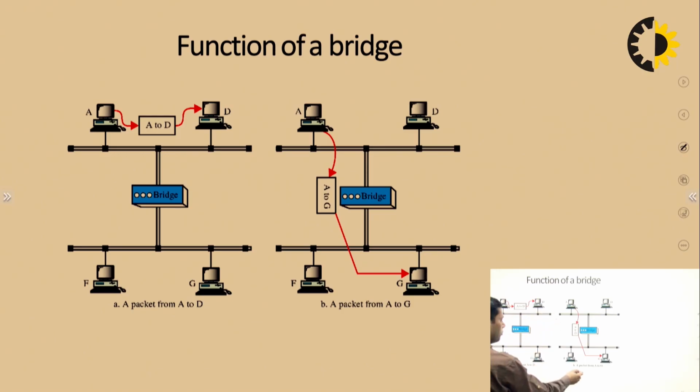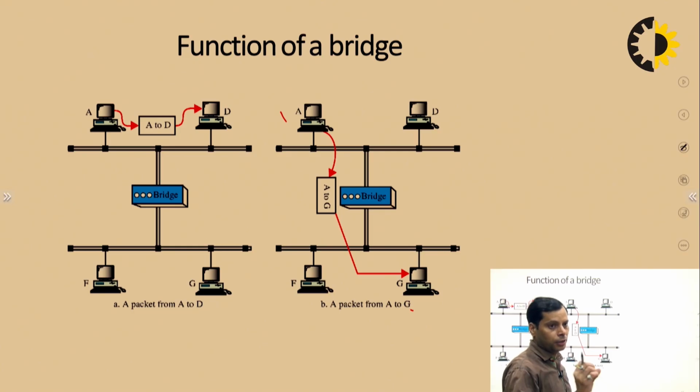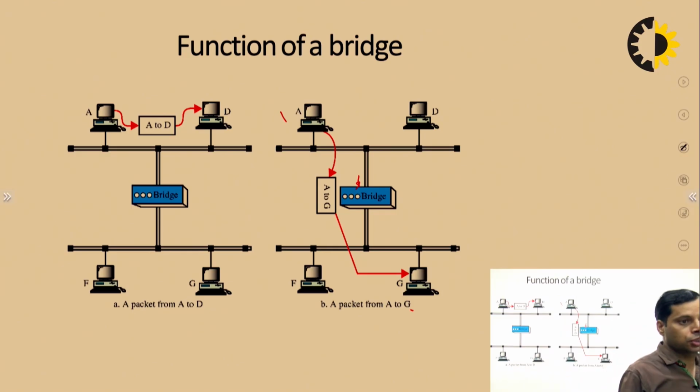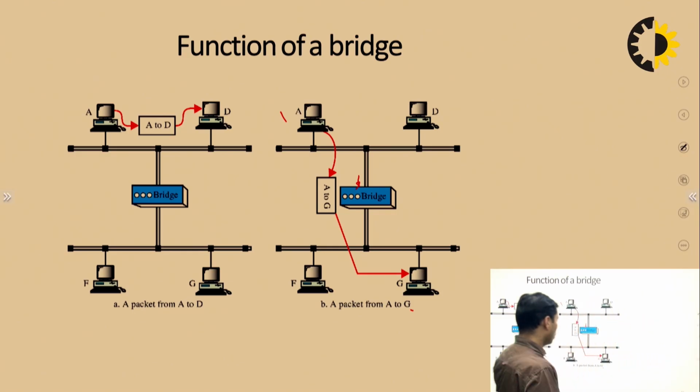But when the packet moves from A to G, first of all it will identify the destination. Then the LAN will inform that we don't have this particular station. Now it will transfer to the bridge, and the bridge will check the destination address of the packet which comes from station A. Now it will identify that LAN 2 has the G station, and it will transfer the data onto LAN 2, and this will transfer to the respective G station. So this is simply the function of a bridge.